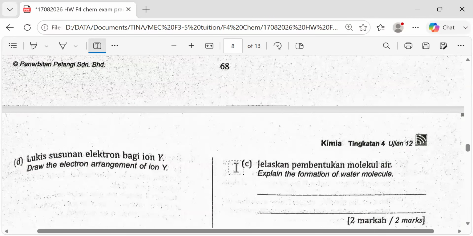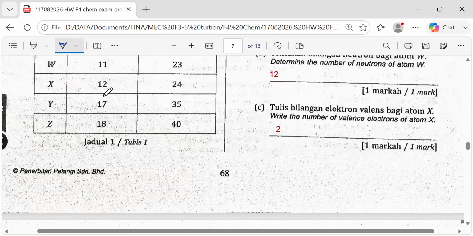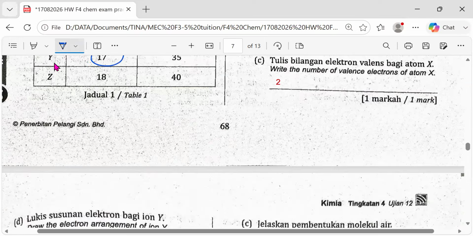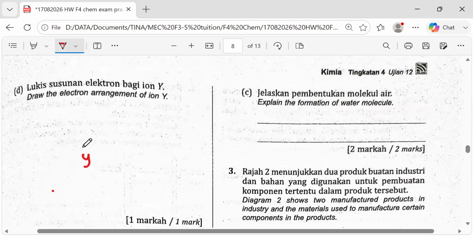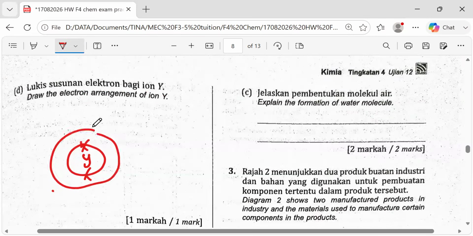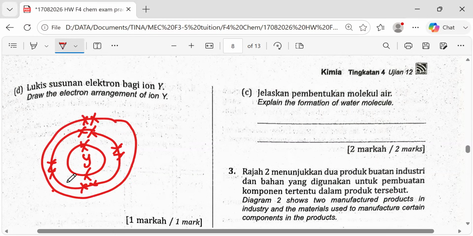Draw the ion for Y. So Y, 2, 8, 7 will become 2, 8, 8. So 2, 8, 8. Yeah, I mean, write or draw. No need.